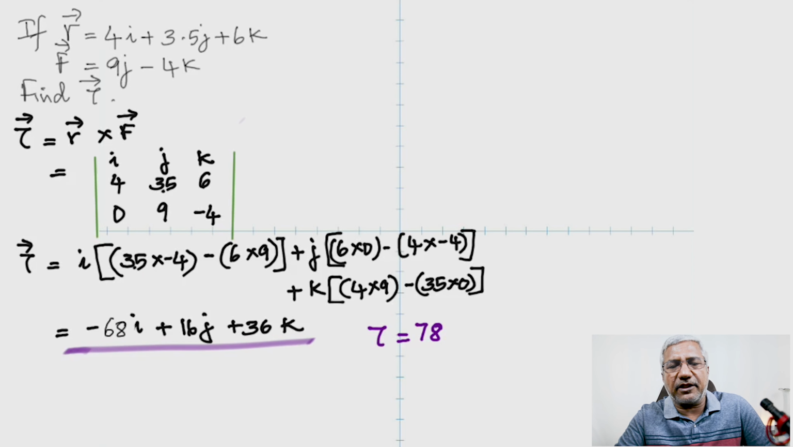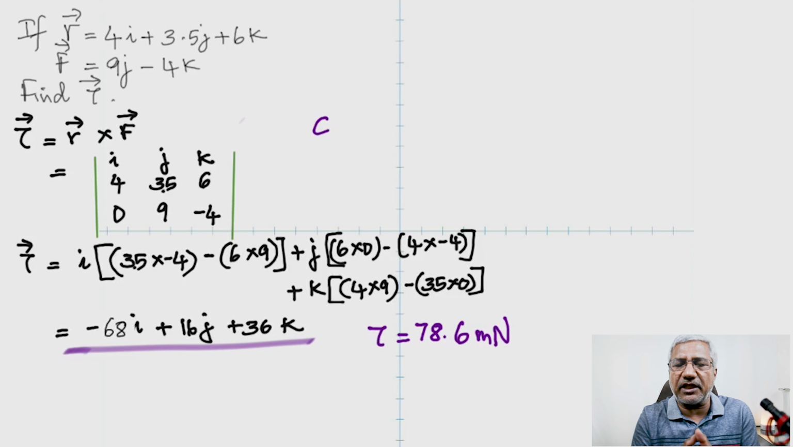All right, so we get the torque. How do you get the torque as 78.6 meter Newton? Well, do you know how to find the magnitude of a vector? Yes, you do. It's the square root of the sum of the squares of the coefficients. So in this case, the square root of negative 68 squared plus 16 squared plus 36 squared will give you 78.6.